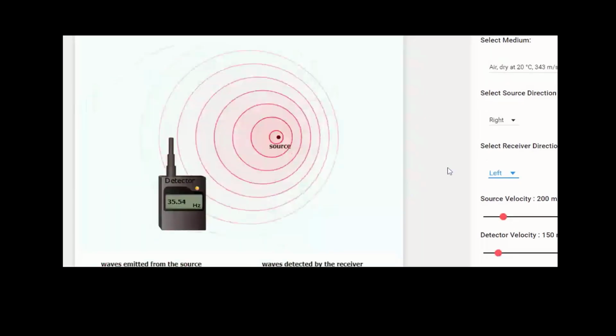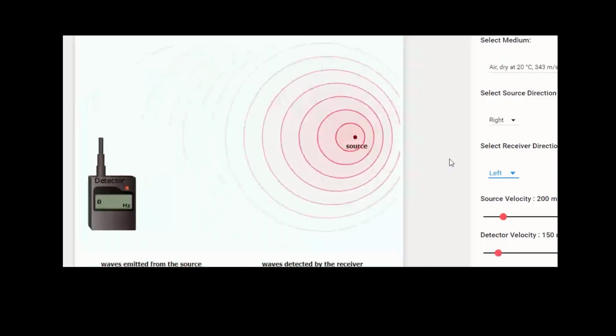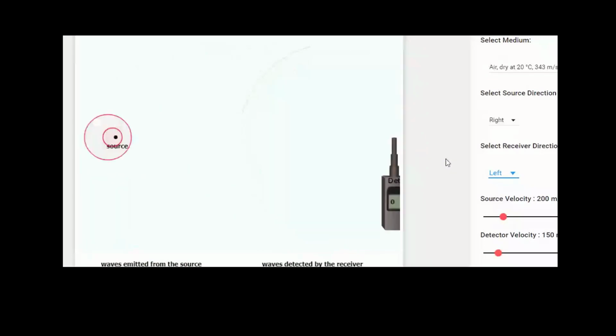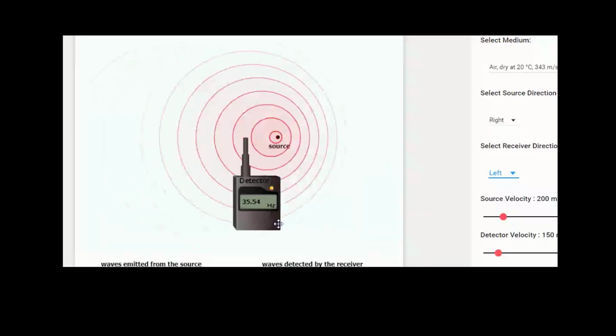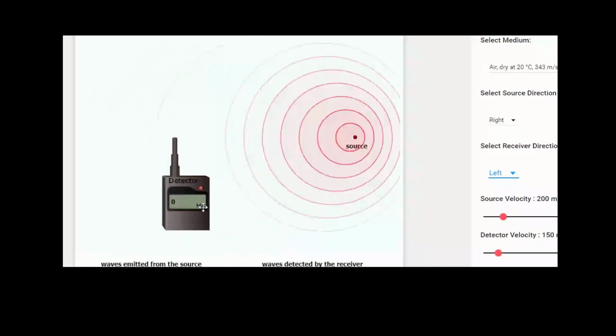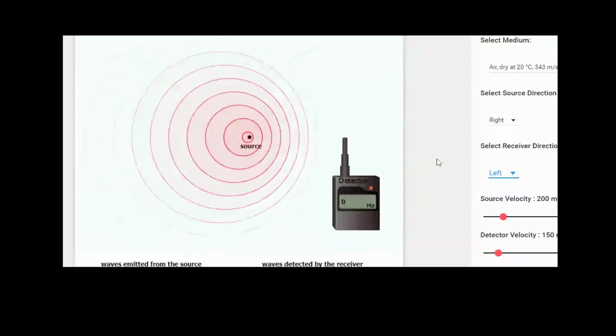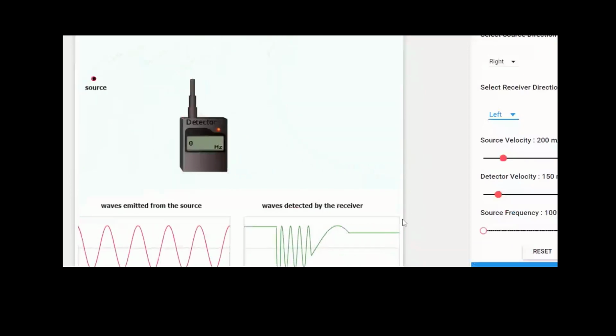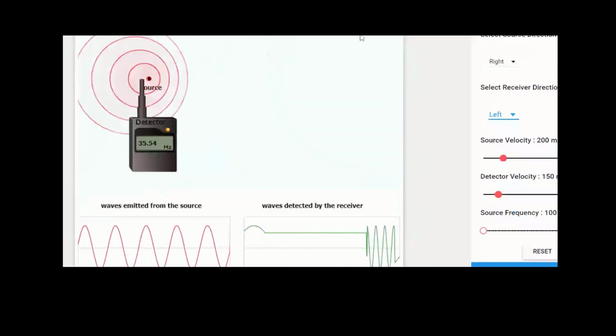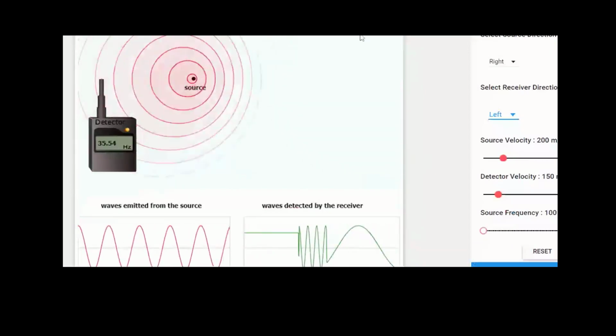Are you seeing this frequency from the detector? You see, now they are close to each other. You can see the frequency increases. When they are going away, the frequency is decreasing. Students, can you see this?